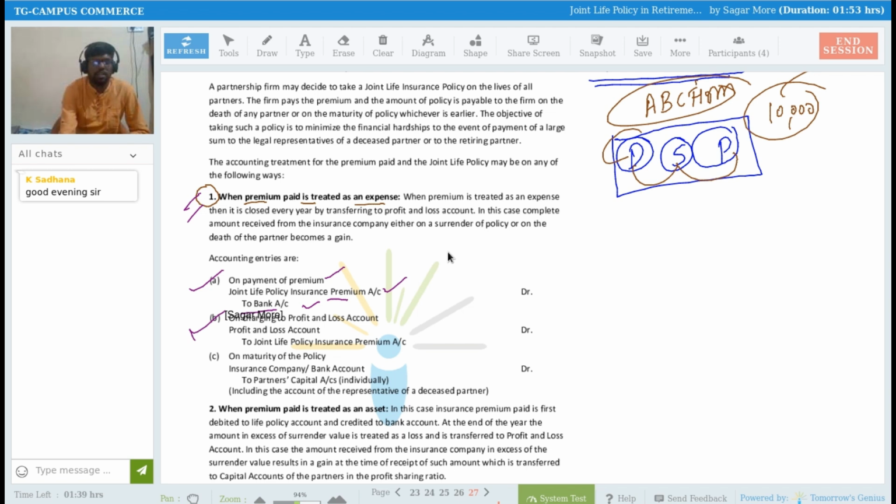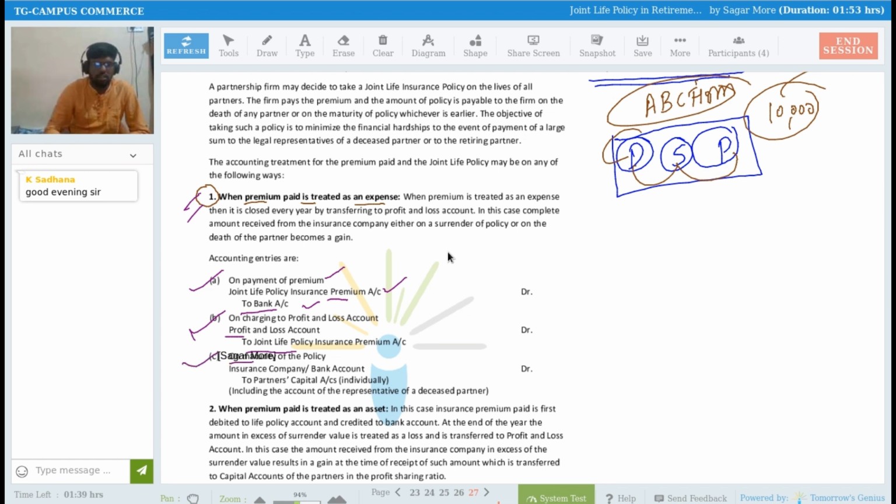See the journal entry here, charging to the profit and loss account. Profit and loss account debit to joint life policy insurance premium account. Simple. First of all, you have paid, so the entry is joint life policy premium account debit to bank account. Now that amount that you have paid, you consider as an expense of the business, and expenses of a business we have to write down on the debit side of the profit and loss account. So we have recorded it to the joint life policy account.